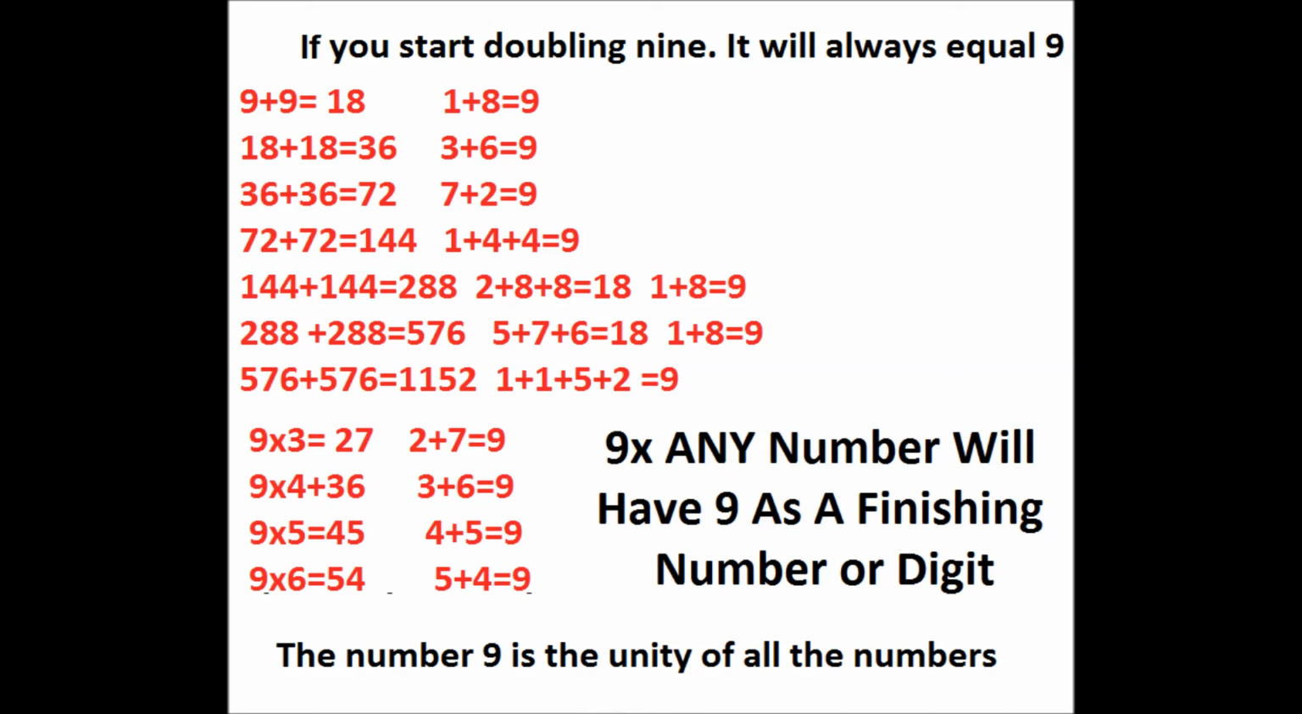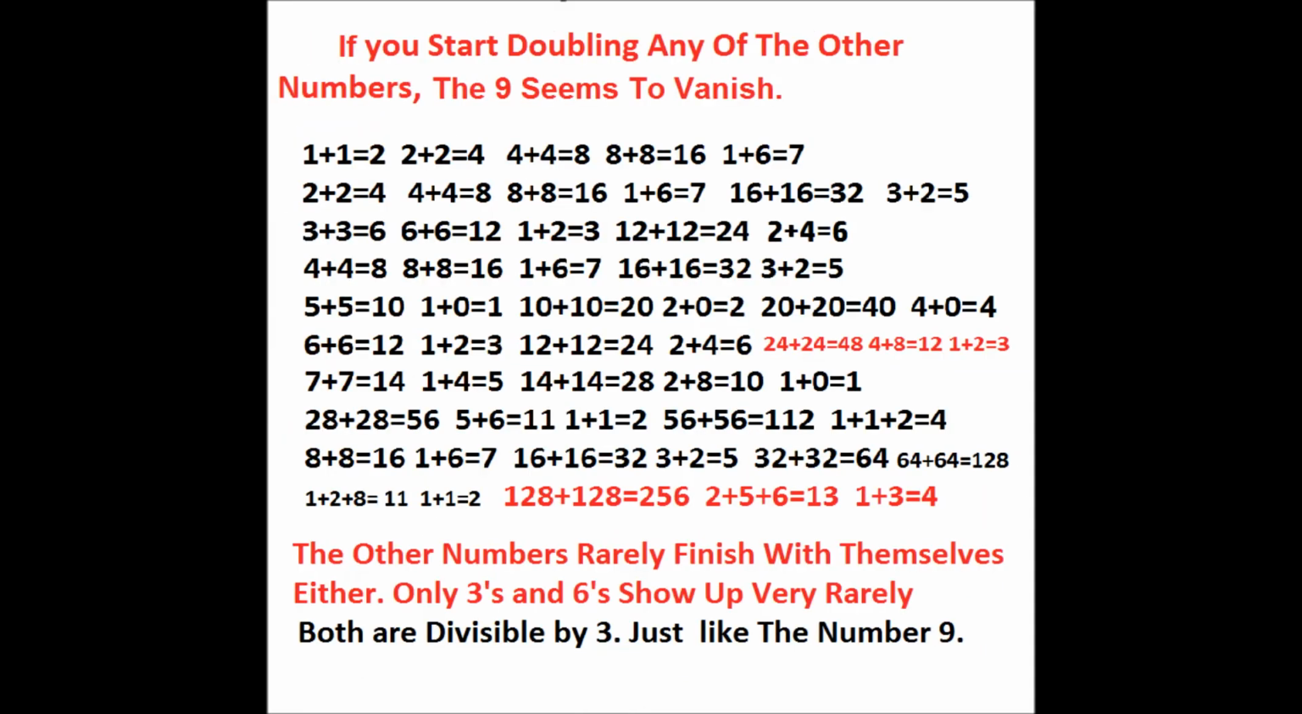Even multiples of 9: 9 times 3 equals 27, but 2 plus 7 is 9. And down at the bottom, 6 times 9 is 54, and 5 plus 4 is 9, and it's always going to come up that way. And just like I promised, when you start doubling all the other numbers, the 9s just seem to vanish.